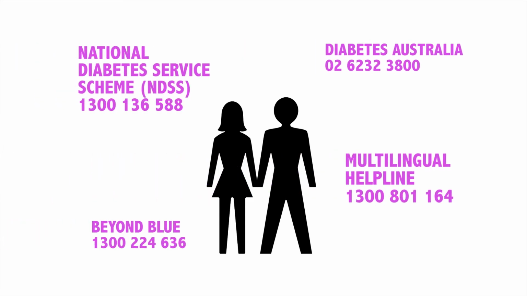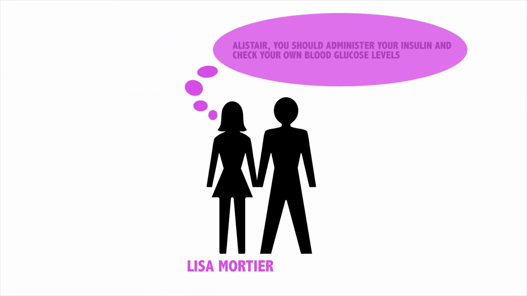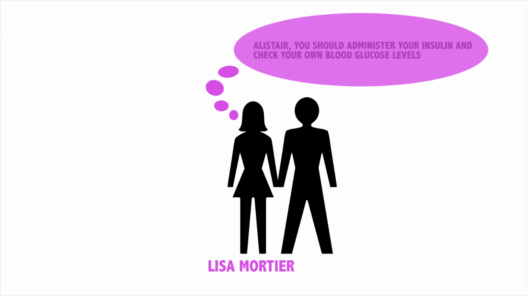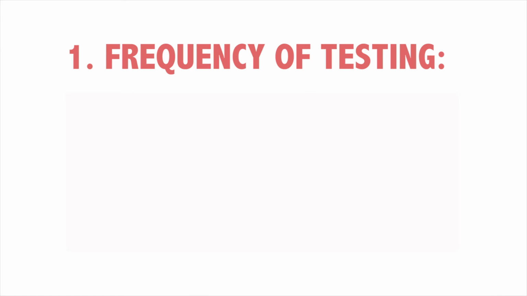Carers of patients with type 1 diabetes mellitus are encouraged to support self-management of insulin administration and self-monitoring of blood glucose and ketones by the patient. Some specific information that is important to provide regarding self-administration and monitoring include: 1. The frequency at which Alistair should be testing his blood glucose levels.